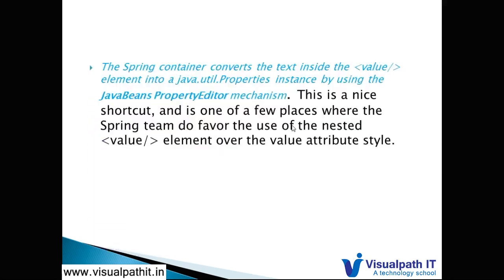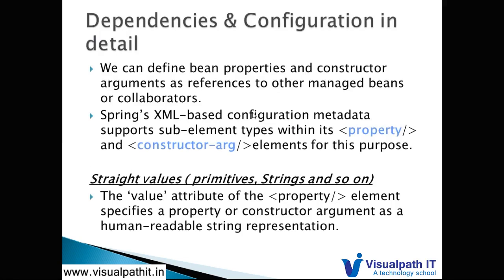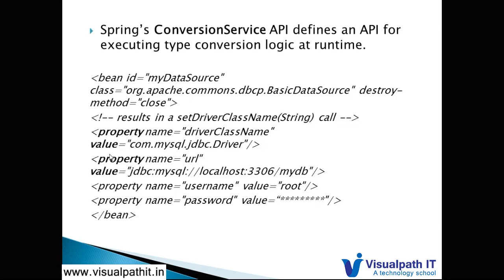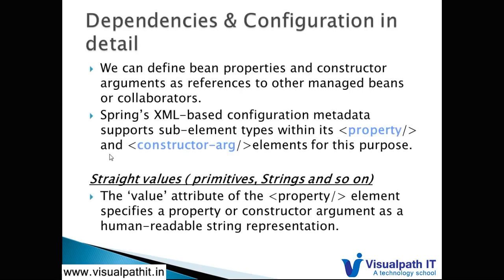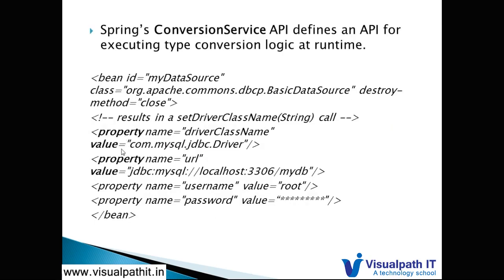These are the four important topics that come under dependencies and configuration. Let's first begin with the straight values or the primitives. The value attribute, as we all know, within the property element there is a value attribute. So how can we write that in this topic? Let's see that. We have the value within the property, which within the bean config file we are having the value and the property.